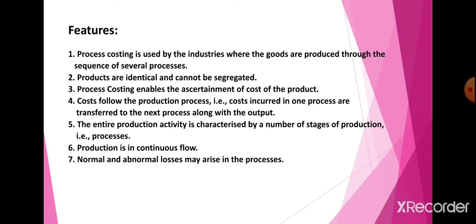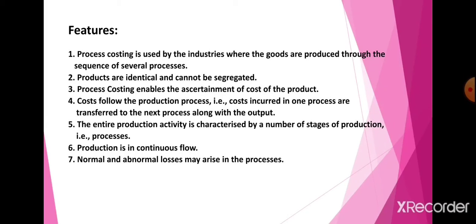Fourth is costs follow the production process, that is costs incurred in one process are transferred to the next process along with the output. The input will pass through two or more processes before it takes the shape of the output. The output of each process becomes the input for the next process until the final product is obtained, with the last process giving the final product.